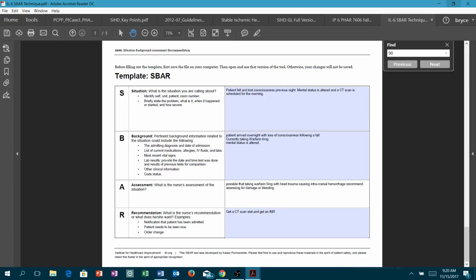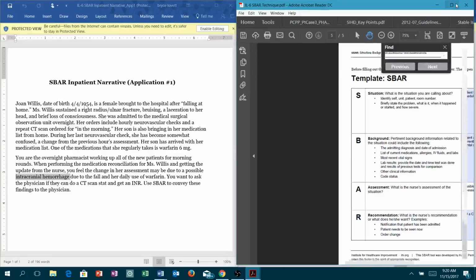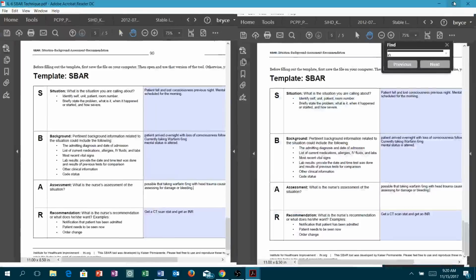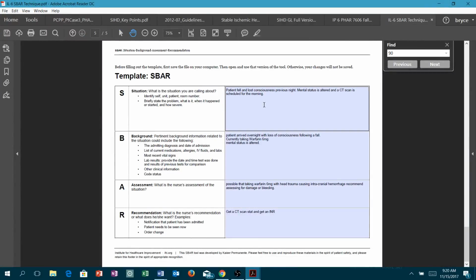Dr. Jones, this is Ashley calling from the pharmacy. I have Miss Willis, a 63-year-old woman who has taken a recent fall and has recently become somewhat confused. She was admitted for a fall. She has a right radius ulnar fracture, bruising, a laceration to her head, and brief loss of consciousness. Hourly neurovascular checks and repeated CT scans have been done. I think she's got a possible intracranial hemorrhage due to the fall and her daily use of warfarin. I'd like to get a CT scan stat, and an INR. All right, thank you.